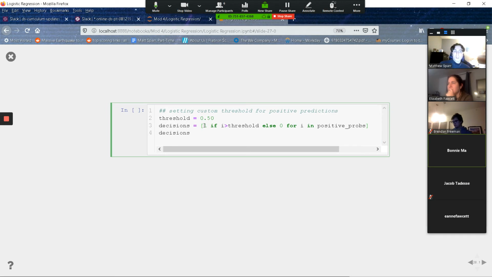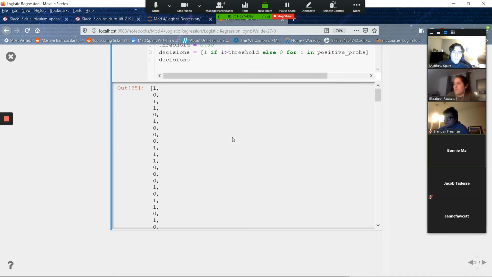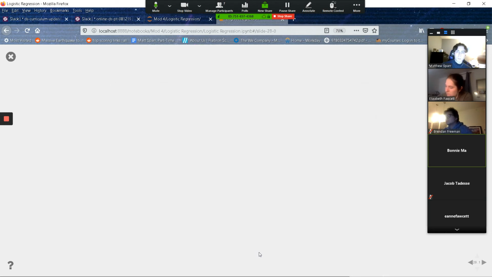But what if we wanted to change that threshold? So right now it's at 0.5. So if we set our threshold to 0.5, and for each of our positive probabilities, we check if it's greater than that threshold. If it is, we predict a 1. If it's not, we predict a 0. So if we print this out, we'll get all of our decisions that our model would have made naturally. But we can raise this threshold to say 0.75. Now it makes it a little bit harder to score a 1, so we end up with more zeros. We could also make it lower, like 0.45. You'll see why we want to do that in a second here.